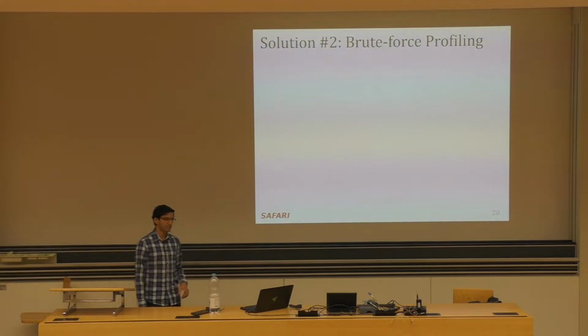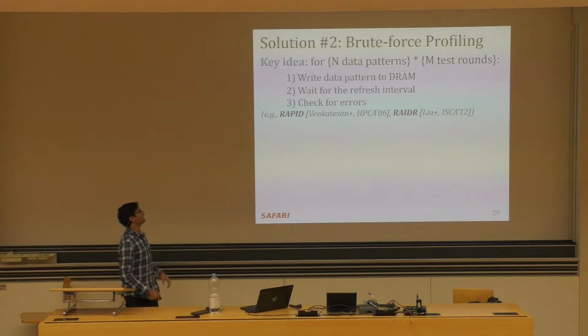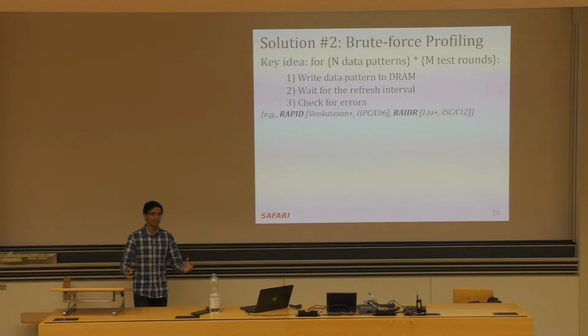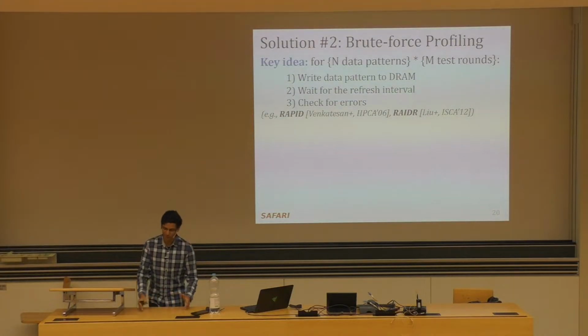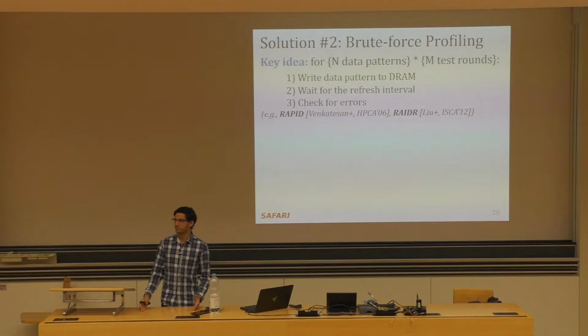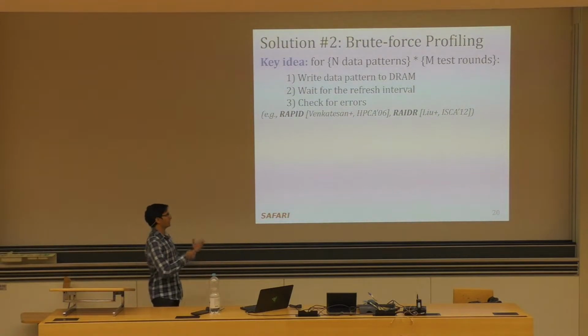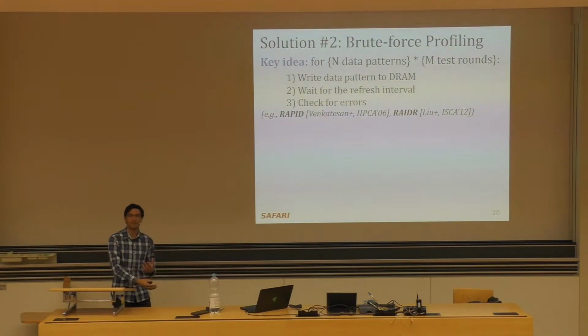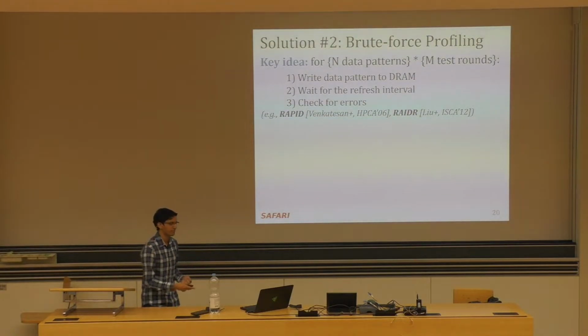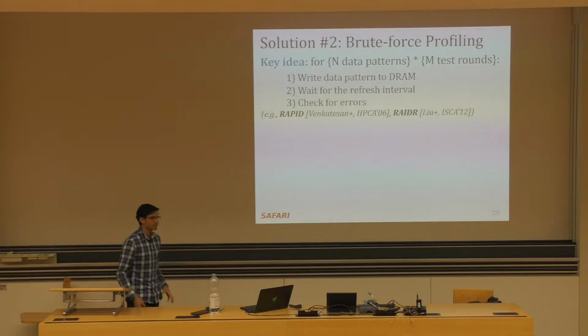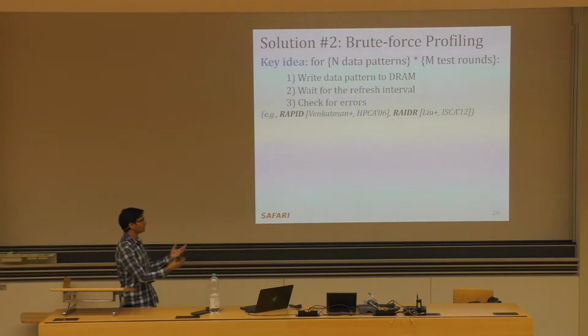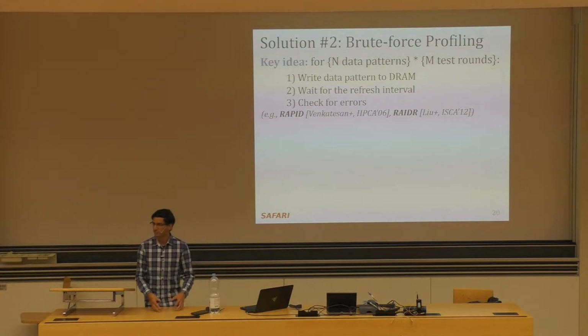The second solution that we consider is sort of the state-of-the-art solution, and we just call it brute-force profiling, right? And so the key idea is that for n different data patterns over m different testing rounds, we first write a given data pattern to DRAM, then we wait the refresh interval we want to operate with, and then we check for errors, right? It's very straightforward. And the approach here is to test all these different data patterns in order to get around this data pattern dependence effect, right? And so a lot of the prior works sort of assume this type of profiling mechanism when they're presenting their mitigation mechanisms. And assuming this works, you can identify the set of bad cells, and then you can go handle them with your mitigation mechanism, right?